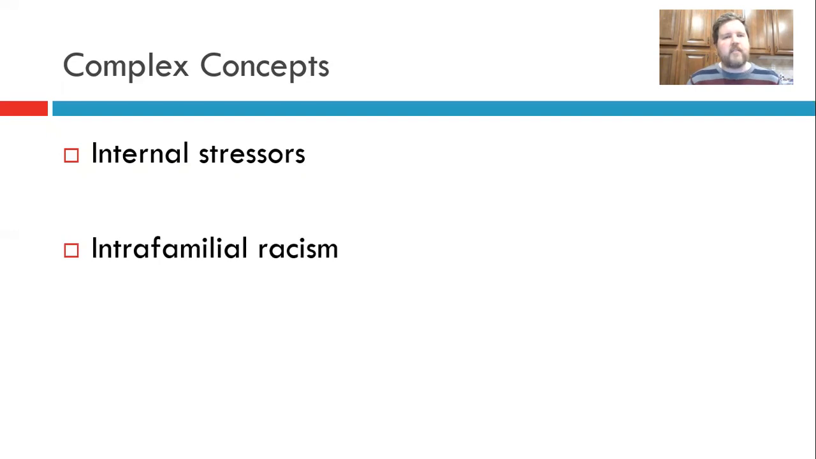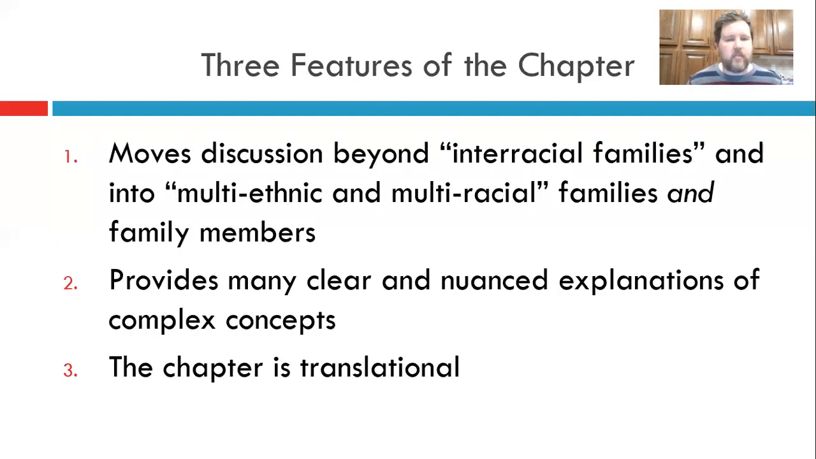And then there are other concepts that are more likely to be brought up in family communication literature and family communication studies of race, such as intrafamilial racism, but nevertheless, there's a lot of care given to these concepts. So this chapter is going to be one that, although it is highly readable for both undergraduates and graduates, really gets into the literature and the research in a nuanced way.